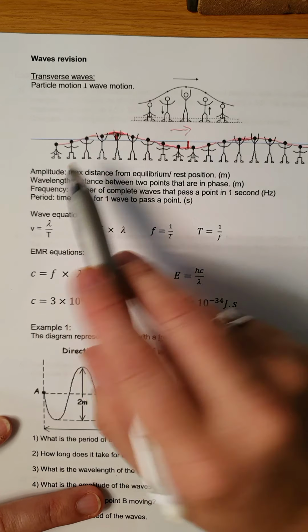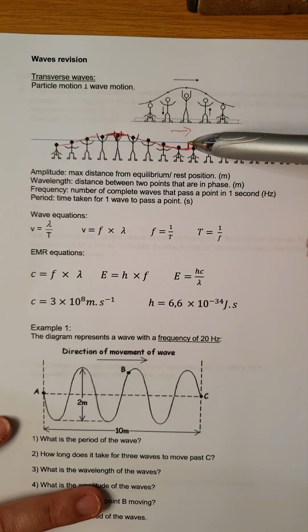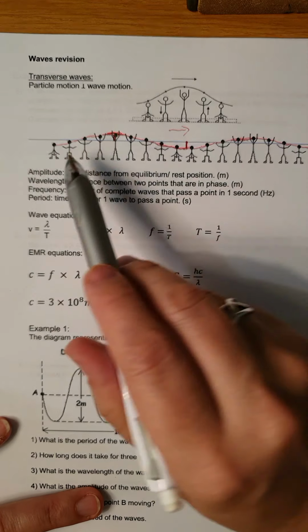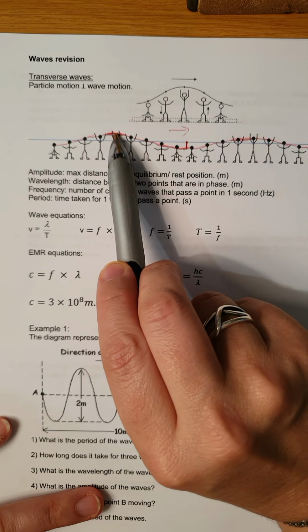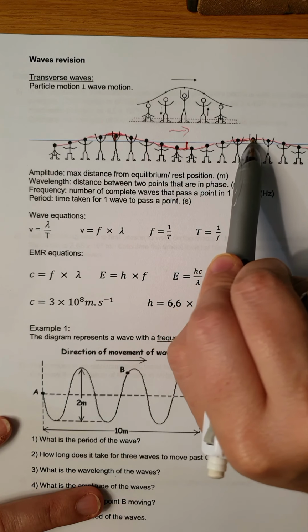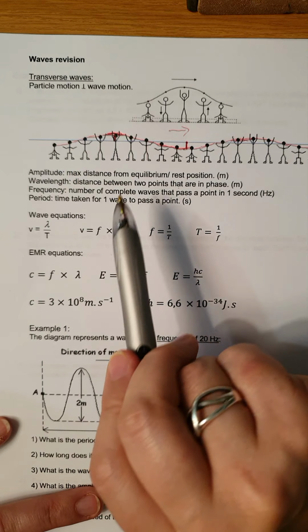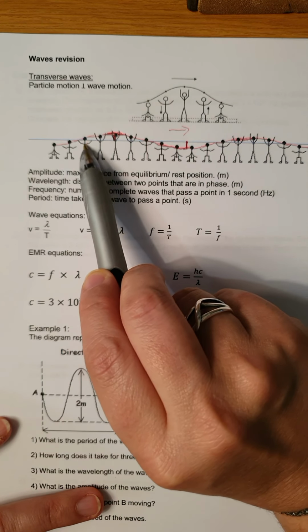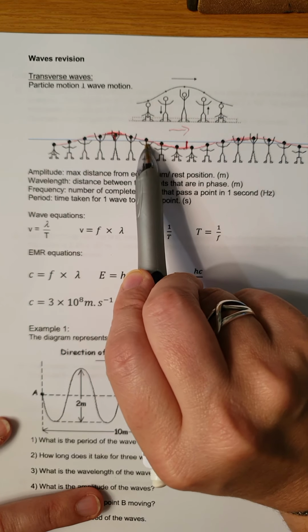So let's just go through amplitude. It's the maximum distance from the equilibrium position. It doesn't matter if it's going from the equilibrium position down to a trough or equilibrium up to a crest. It's the same distance. Wavelength: the distance between two points that are in phase. So this man standing with his hands up and that man standing with his hands up, the distance between those two men would be the wavelength. Be careful. This person here with his hands slightly raised and that person here raised slightly is not in phase.